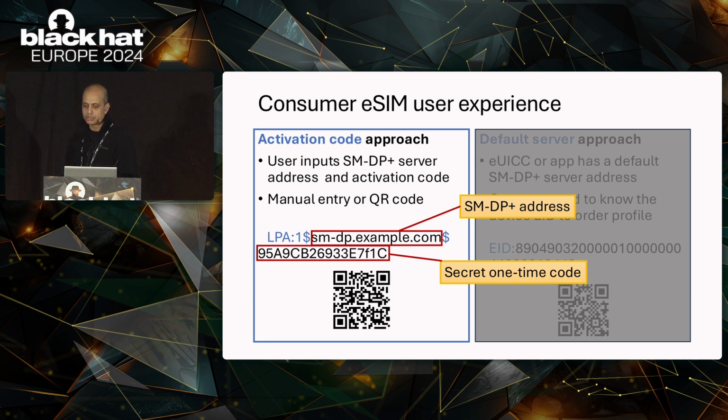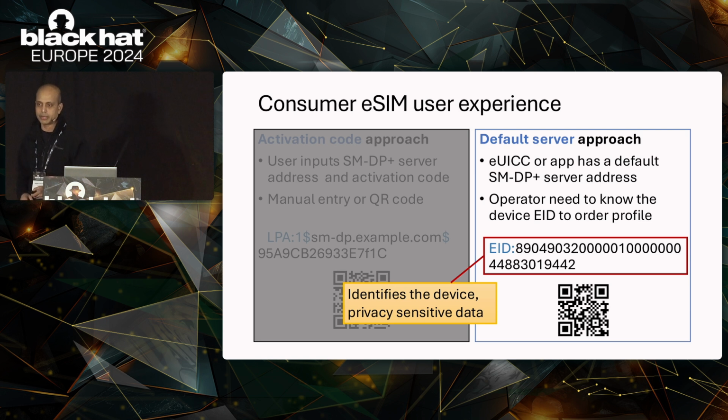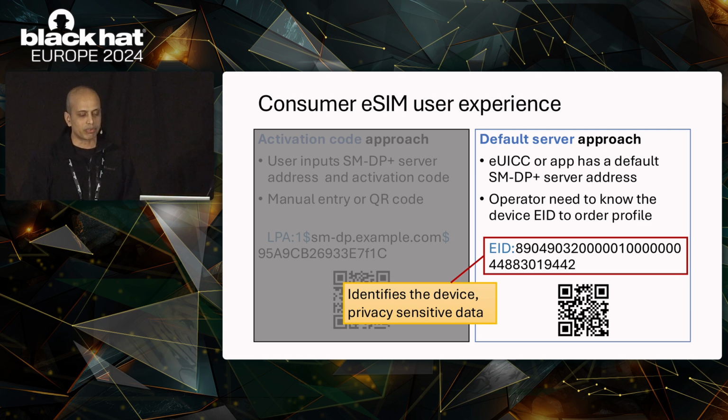Then there is also a second approach, which is the default server approach. In this case, the profile is bound to an ID, that is the EID. Like every phone, it has a UICC chip, and every chip has a unique ID, the EID. The profile is bound to that, so that only that phone or that UICC chip can download the profile. This is a popular technique for phones subsidized by operators, and it can also be used for later purposes as well.